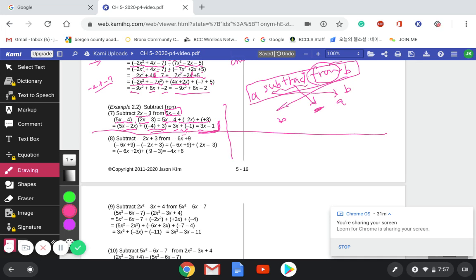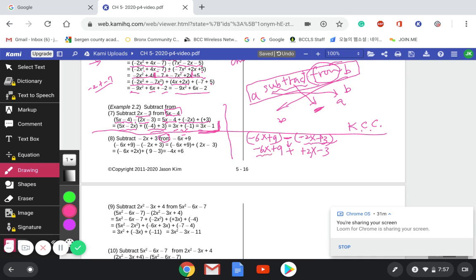Now how about subtract negative 2x plus 3 from negative 6x plus 9. So here is a "from." So you rewrite negative 6x plus 9 first with a parenthesis. Subtract means minus. And then you do negative 2x plus 3. Since you have a minus, you have to do keep, change, KCC sometimes. So negative 6x plus 9, minus becomes plus. Change everything in here. So negative 2x becomes positive 2x. Plus 3 becomes minus 3.